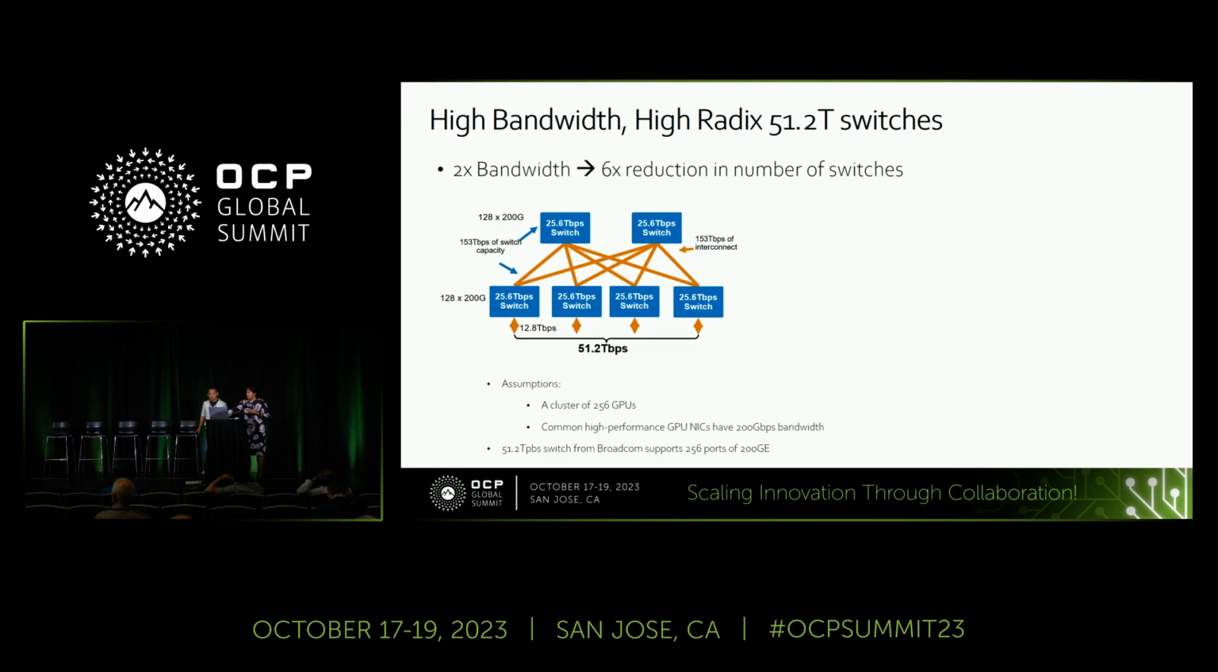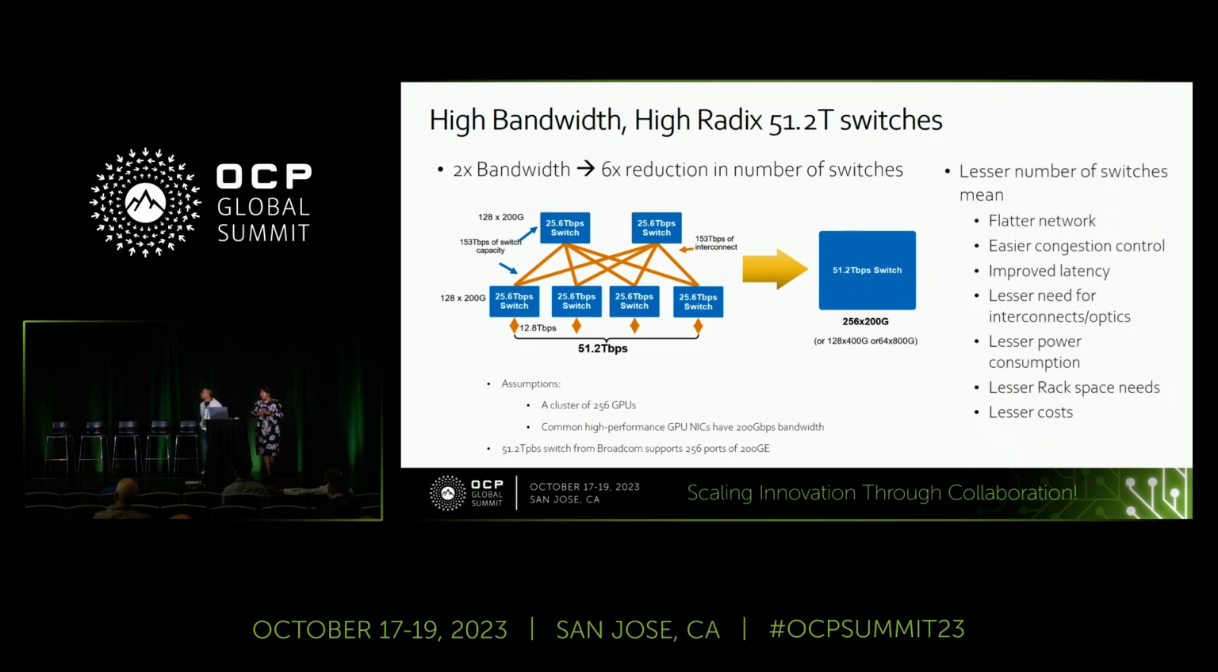Now, if you just think of it, this gets collapsed into a single big switch, high radix, high bandwidth, the 51.2 tera Tomahawk 5 switch, production ready today. And this shows an example of a 256 by 200 gig port density, where this helps connect the whole cluster of 256 GPUs using a single chip. By doing this, what do you achieve? You are essentially flattening the network from a 2-tier to a single tier.